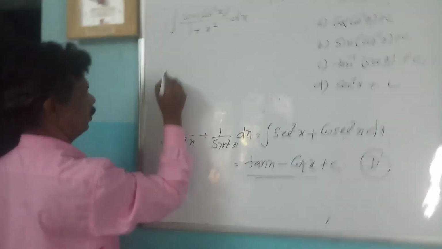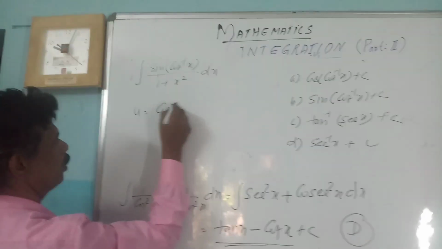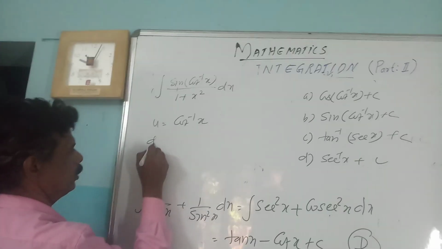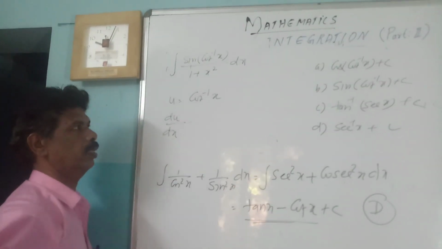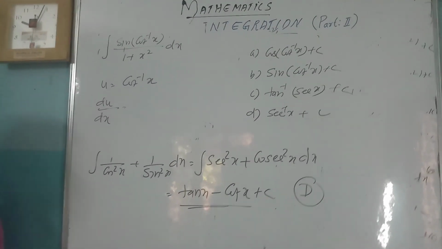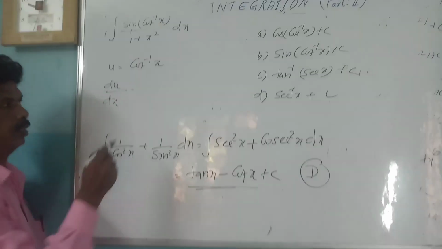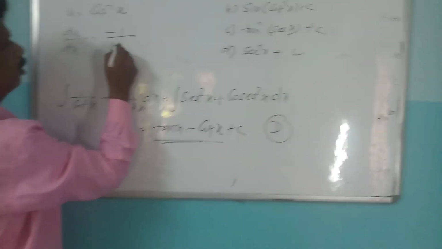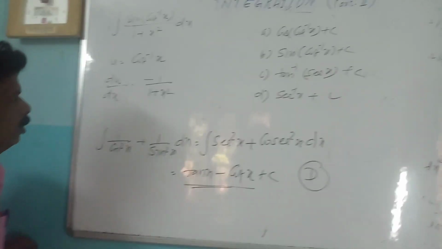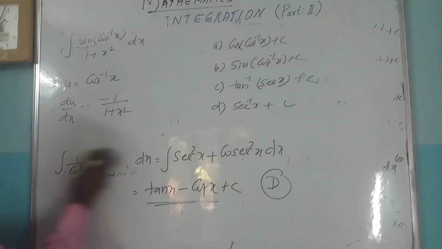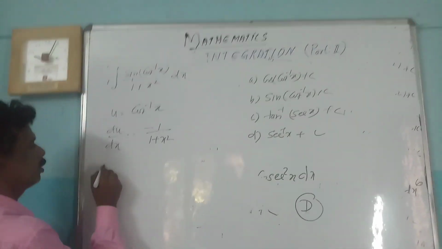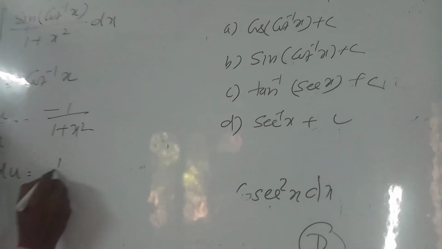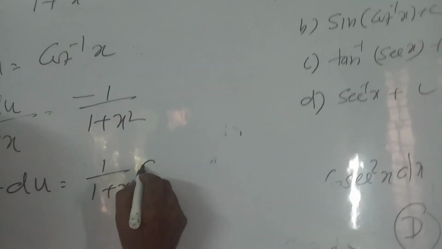Sine of cot inverse x. Put u equal to cot inverse x. Then differentiate the term: du by dx equals the derivative of cot inverse x, which is minus 1 by 1 plus x square. That is, minus du equals 1 by 1 plus x square dx.